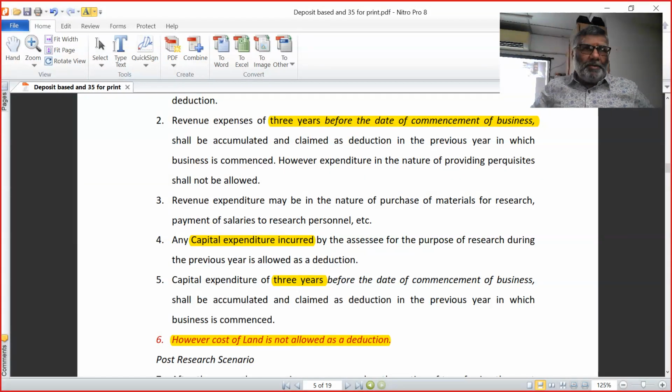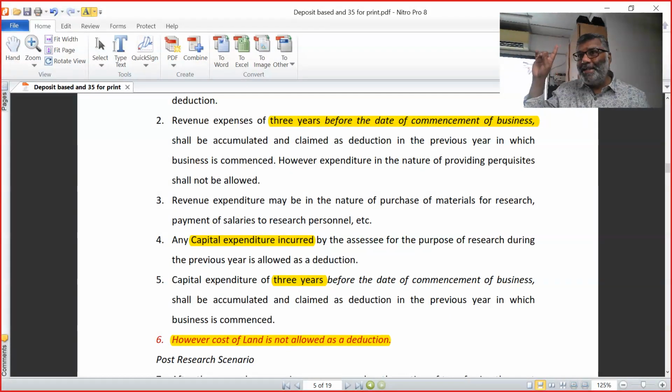Right. Sir, I purchased a machinery for research purposes, my dear friends. I claimed it as deduction. My research is over. Now that machinery, I have two options. Sell it off. Whatever is the money realized is your business income.